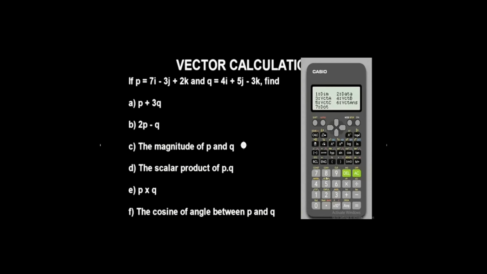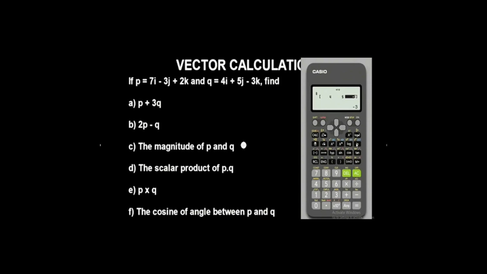So press data when you come here. We're going to go for vector B, which is replacing vector Q as a question. Press 2. The dimension is still a three-dimensional vector. Press 1 for it. So we have 4i, press 4. Okay, 5j, press 5. And we have minus 3k, press minus 3. So that's it, guys. At this juncture now, we have finished inputting the values.